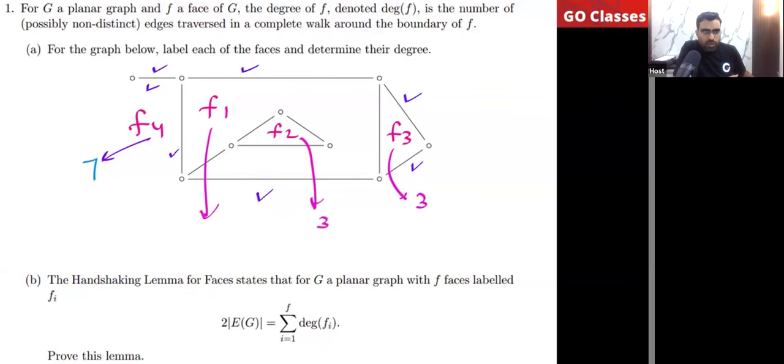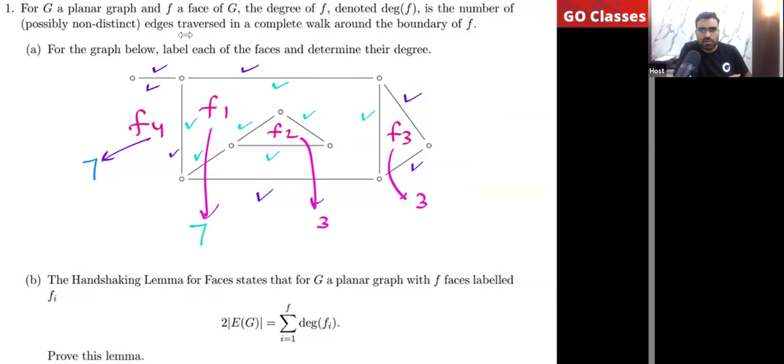What is the degree of F1? You can see F1, what it is touching. You can see this side of the edge, this side of the edge, this side of the edge, this one, this one, this one, this one. Okay, so how much you can see? 2, 5, and 7. Again, you got a 7.